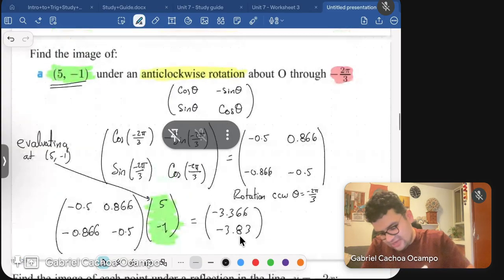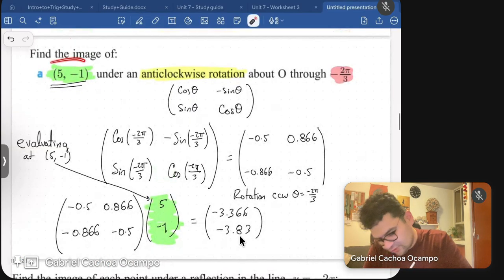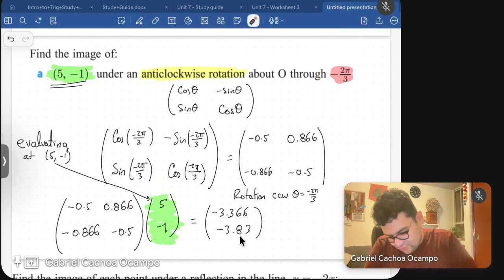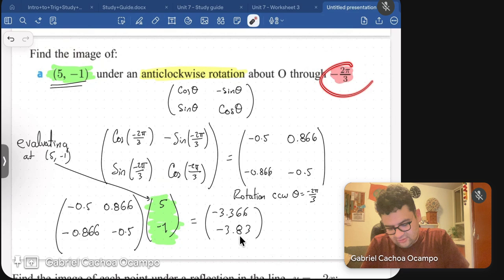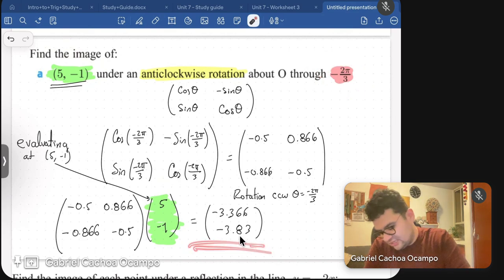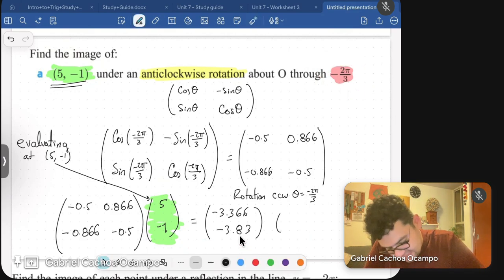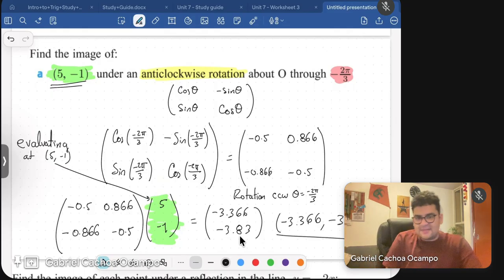This means that if I rotate this point about the origin by this angle, my point is going to end up here. That is what we're doing, no? We are rotating this point by this angle, and the final coordinates are negative 3.366, negative 3.83. These are my final coordinates, but I write them as a matrix, as a column vector.